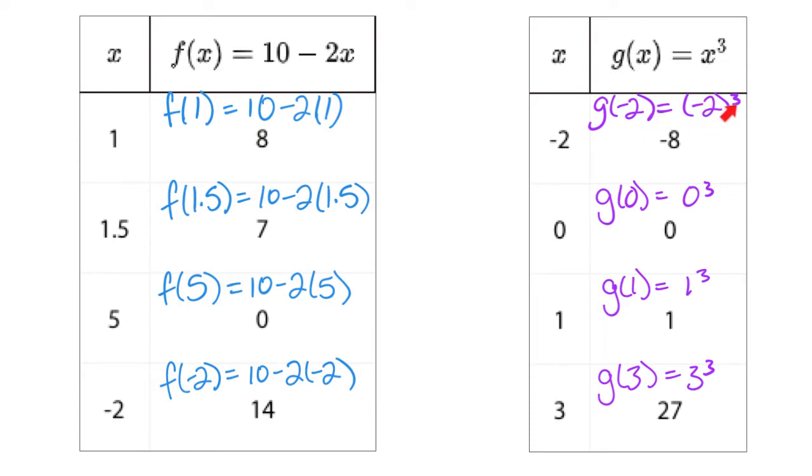I'm plugging that in for x cubed. So that means -2 times -2 times -2. That would get us -8. The same thing applies all the way down this table. We're using our x value as our input, plugging that in for x, and evaluating the function.